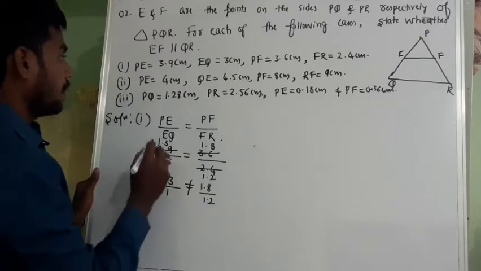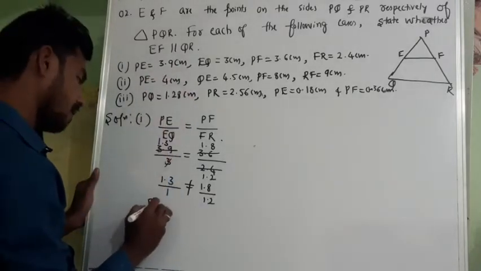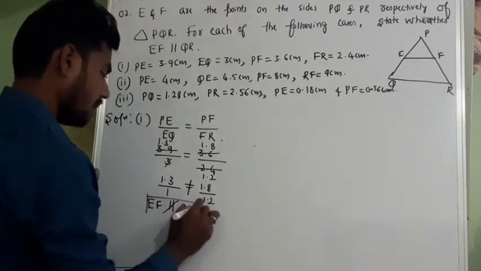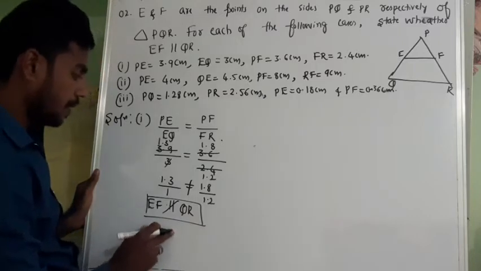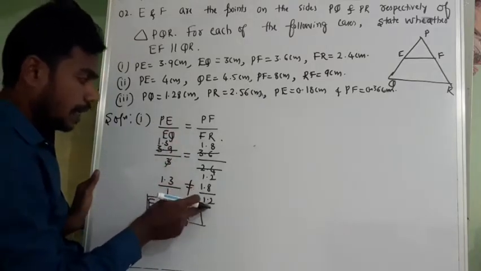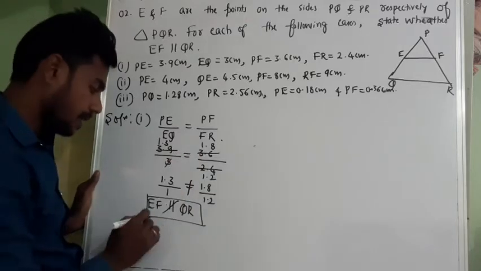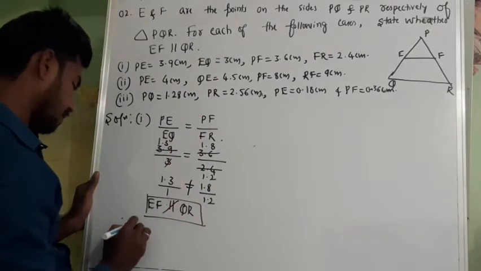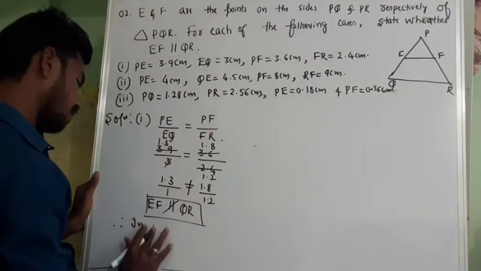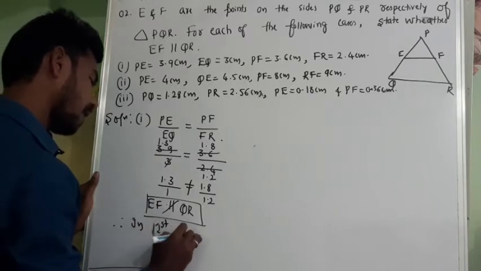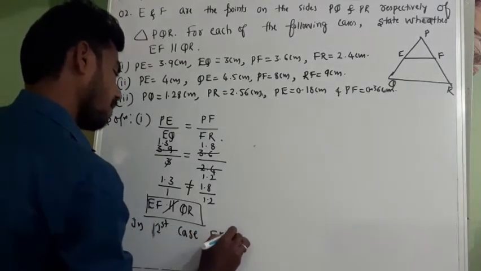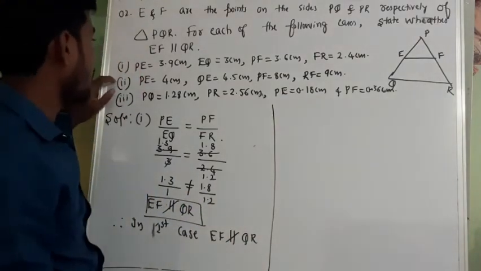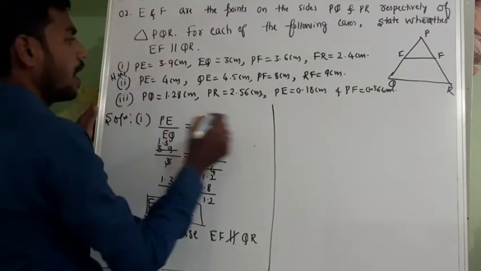That is the reason EF is not parallel to QR in this particular case, because PE by EQ is not equal to PF by FR. So in this first case, EF is not parallel to QR. This is the first case. The second will be your homework. The third, I am going to solve for you.